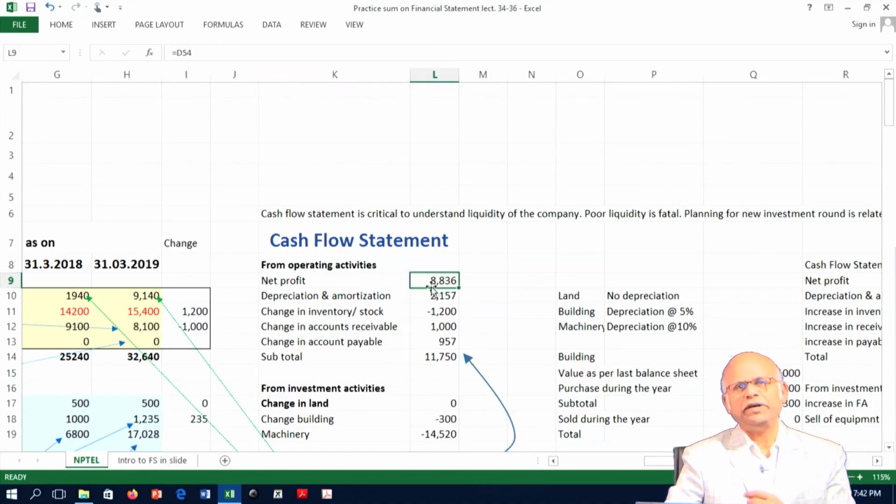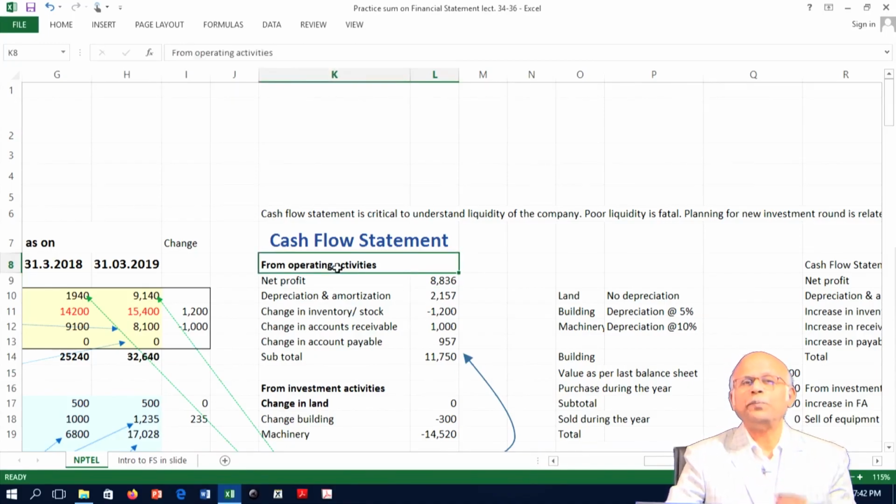Just follow the format, it is normally an accepted format across the world. So, I am not going into the format, I will just show you what the format is and how we use that. As I said, there are three activities from which cash flow happens. One is the cash flow from operating activity. It is just a classification, there is no hard and fast rule, but it makes it simple and it makes the information more meaningful.